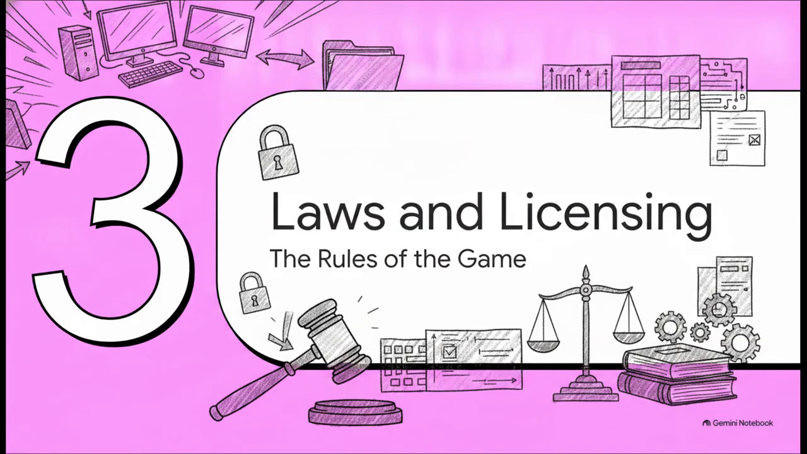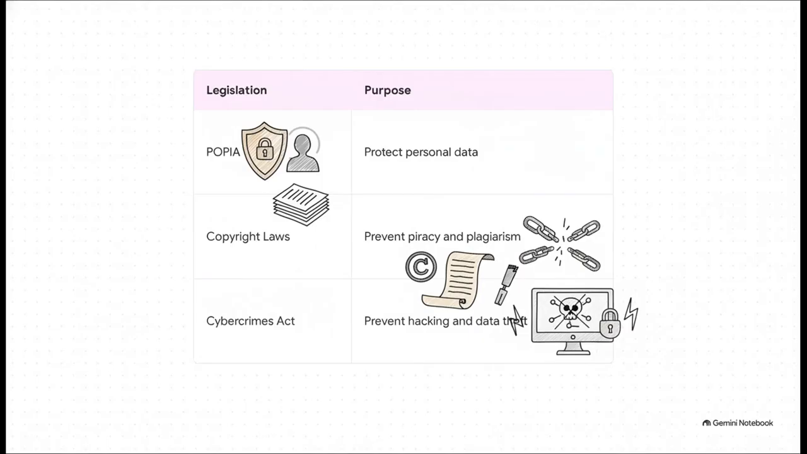Next up, Section 3, Essential Laws and Licensing, basically the rules of the game. So specific legislation regulates exactly how you have to work and handle digital assets. Take data protection laws, for example, like South Africa's POPIA. That means you are legally required to securely handle any client or student information stored in your project files. Then there's copyright and intellectual property laws. These dictate that original drawings belong to the creator, which makes plagiarism illegal and strictly prevents unauthorized copying.